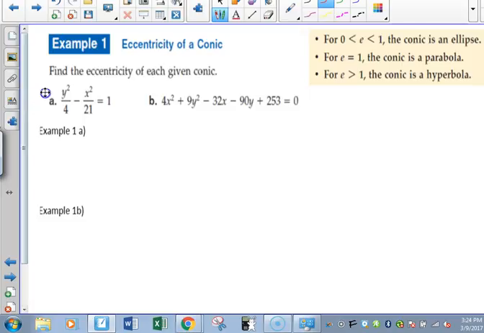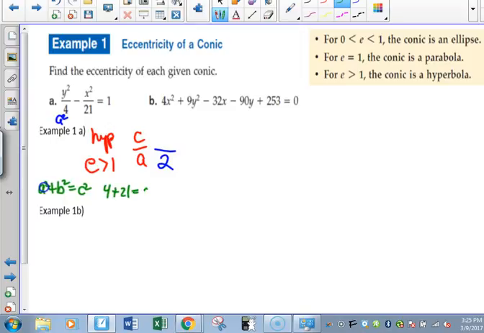All right, here we go. What shape is this? Okay, it's a hyperbola. So when we're done, it should be greater than 1, yes? But what is the definition? We need to find c over a. What's a? Are you sure? Okay. a for a hyperbola is the one under the positive. So this is a squared, so a is 2. How do you find c? Okay, so a squared plus b squared equals c squared. 4 plus 21 equals c squared, which is 25. So c is 5, and we get 5 halves. Is that greater than 1? We're good to go.